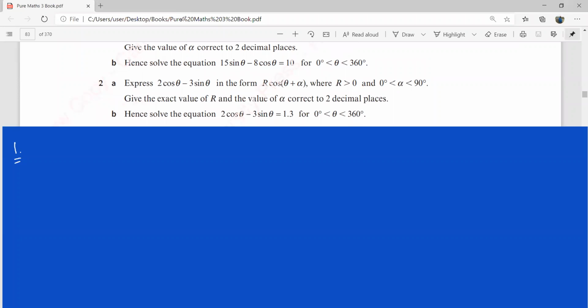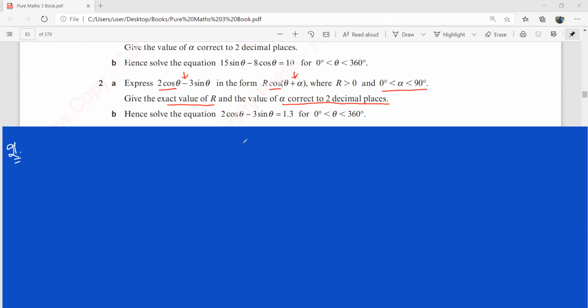Let's do this second question here. Now it says express this in this form. You see, the first term is starting with cos and it is asking you to write this in terms of cos. And when you have the minus between these two terms, you remember there is a plus. This is going to be cos of theta plus alpha kind of a thing. So remember, you have to follow these instructions. It says give the exact value of R and your alpha correct to 2 decimal places, and your alpha is in degrees over here.